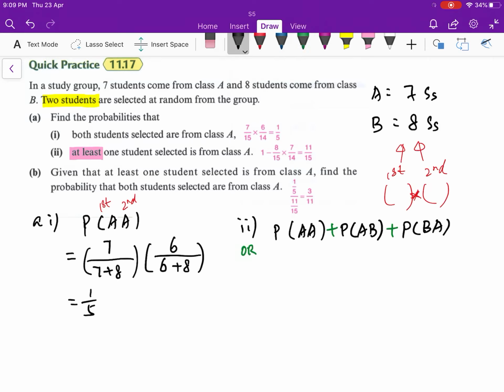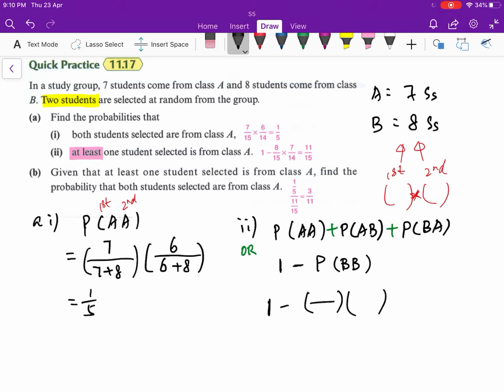So you can use plus, or I would suggest one of the skills is 1 minus the event that you don't want. If at least 1 is A, what does that mean? That means if both of them come from B, we don't want it. So you can use 1 minus. Most probably I would choose 1 minus, as it is quicker. So let's try to do the 1 minus. It will be 1 minus the probability of BB.